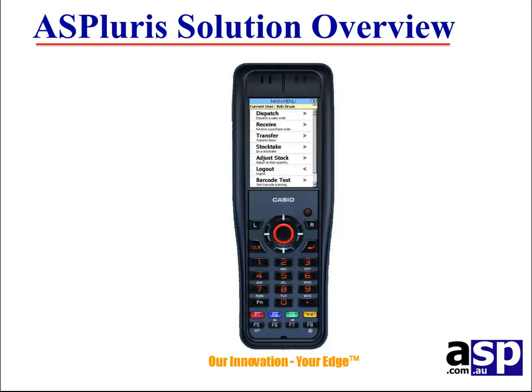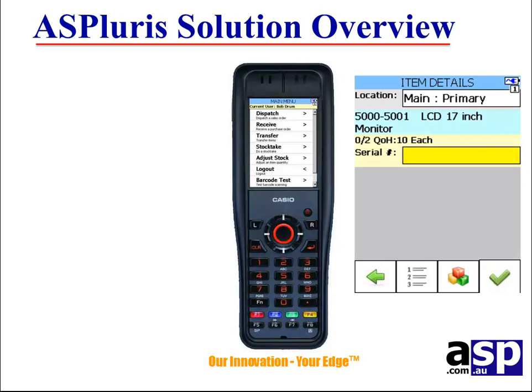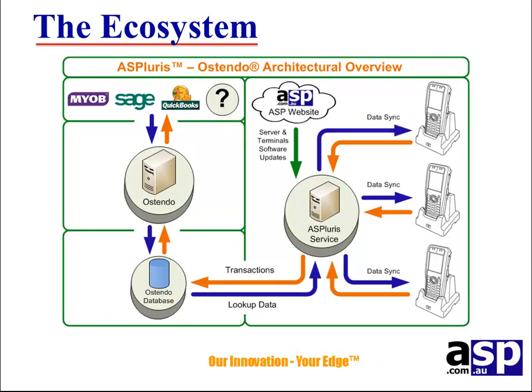Not all businesses have identical processes, so we've designed ASPluris to be easily configurable to meet your specific business process requirements, such as managing expiry date and batch number inventory. Here is a diagrammatical representation of how ASPluris connects to ERP systems or to your existing accounting software such as MYOB.